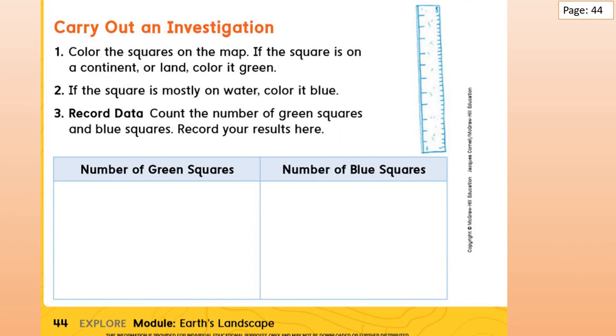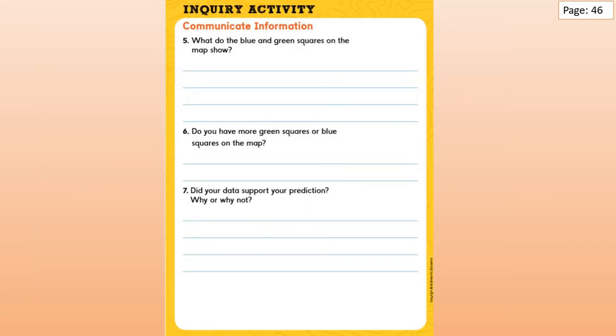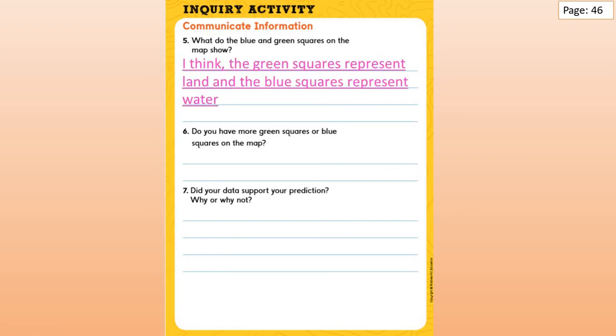Here we have a table to write how many green squares are in your drawing and how many blue squares are in your drawing. Record your data here, please. In your book, next page, page number 46, we have many questions here. What do the blue and green squares on the map show? As we said, the green squares represent land and the blue squares represent water.